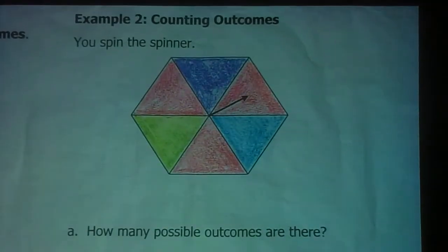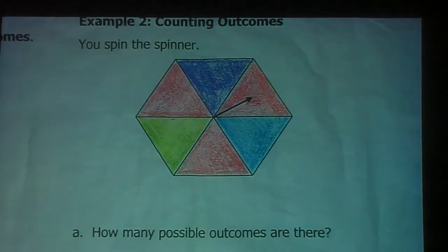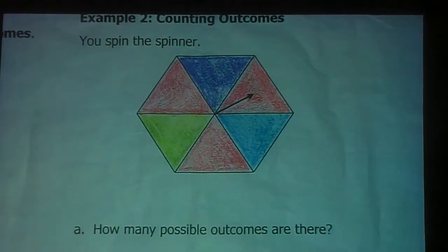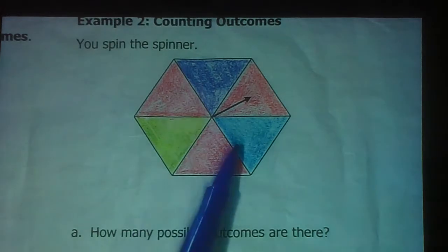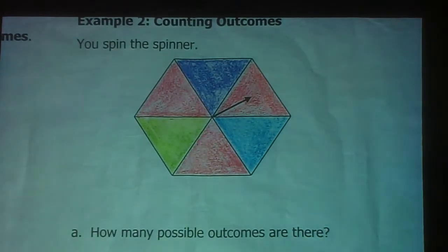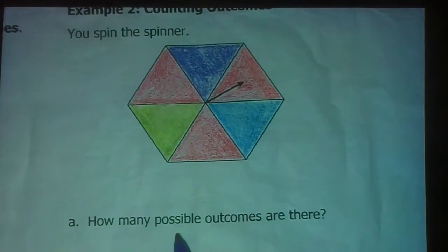All right, so look up at this spinner. Mine looks beautiful. Yours just has words written in it. You'll get over it. All right, so you spin this spinner. How many possible outcomes are there? Now this is where you might get a little bit confused. You see that there are 1, 2, 3, 4 colors, so you might think that it's 4, but literally, how many spaces are there for that spinner to land on? There are 6.